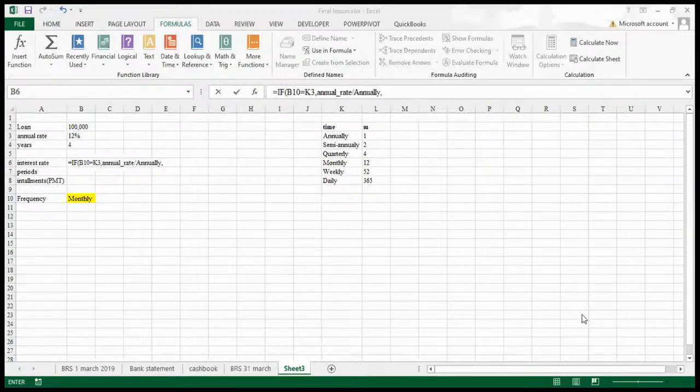Okay, we have more than one condition. We've now taken care of the annual payment. What about these other ones? We want to automate them. We bring in another if.